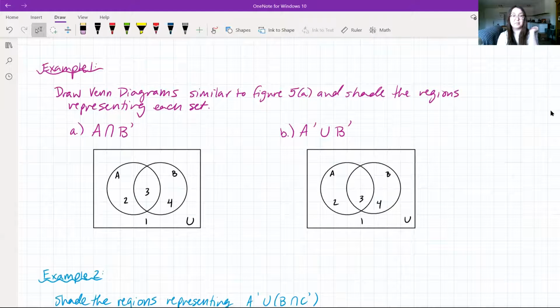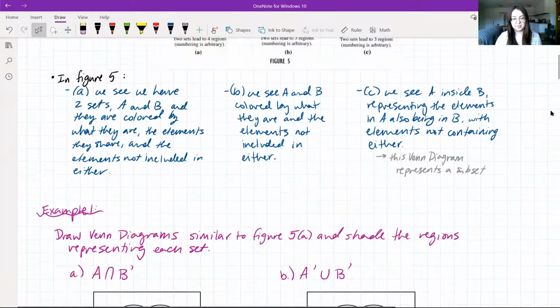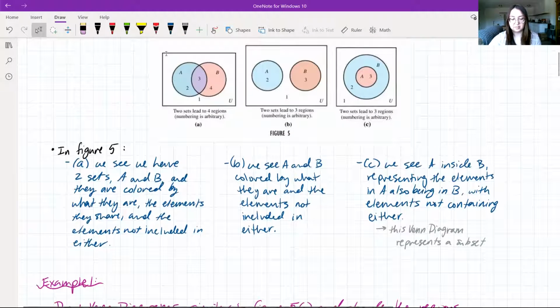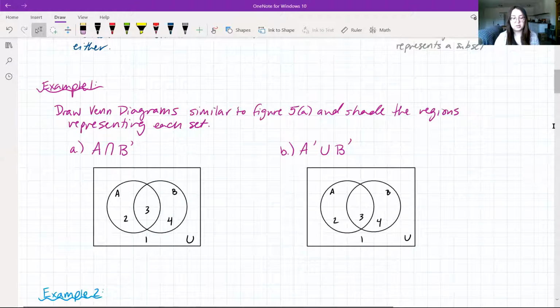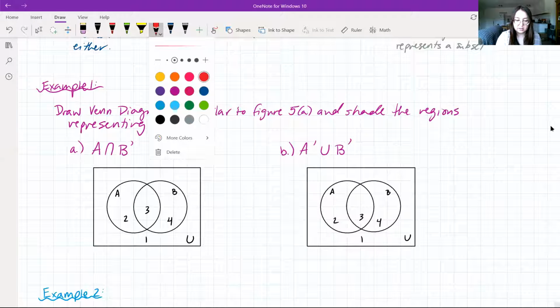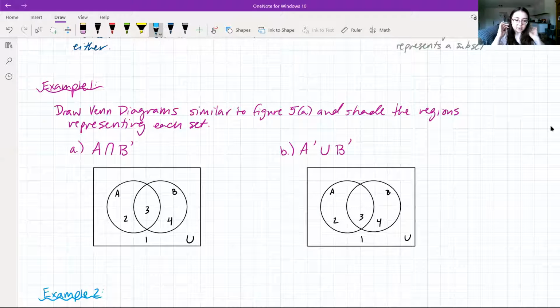So let's get into our first example. We want to draw a Venn diagram similar to figure 5A, where these 2 sets are overlapping. We want to draw Venn diagrams similar to those, and then shade the regions representing each set. So we have A intersect B complement, or B prime.